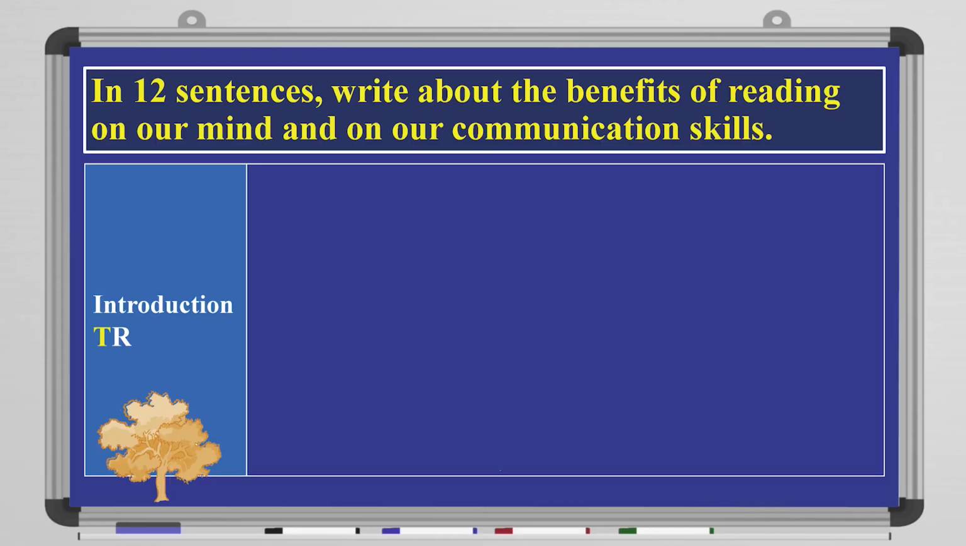Let's take a look at the outline. In the introduction, you will write a hook.